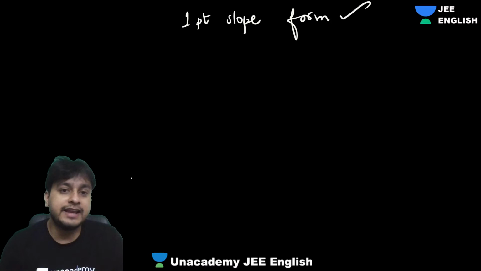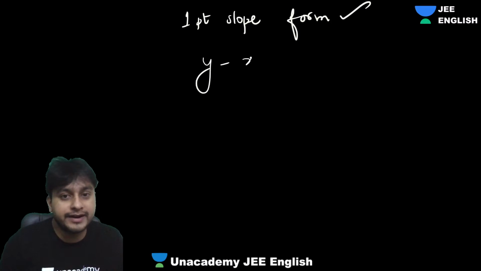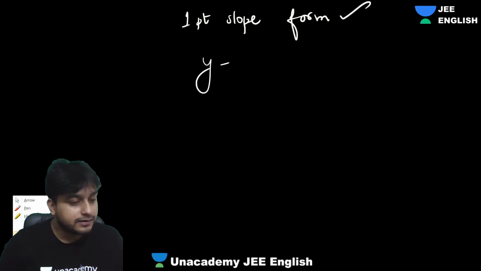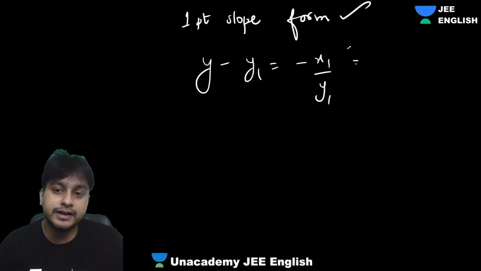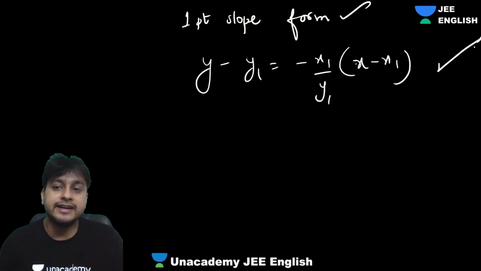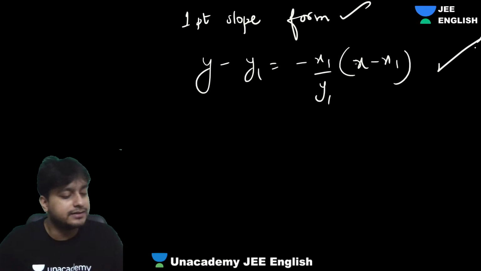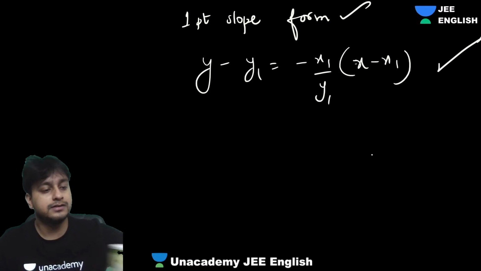You can get it very easily. So what will that be? y minus y1, the point is x1, y1, that is passing through, right? y minus y1 equals the slope, which is minus x1 by y1, into x minus x1. Did everyone get it up till here? It's a very simple concept, guys. I'm just using the one point form. That's it. Am I using anything else apart from it?